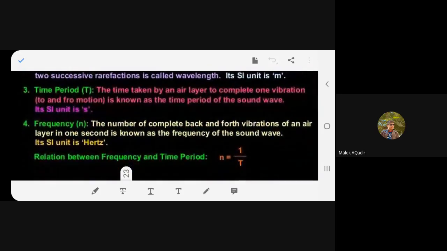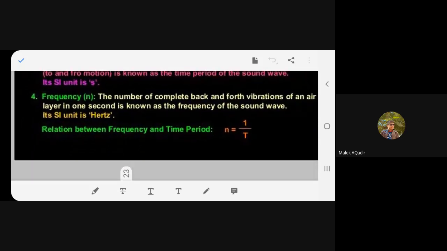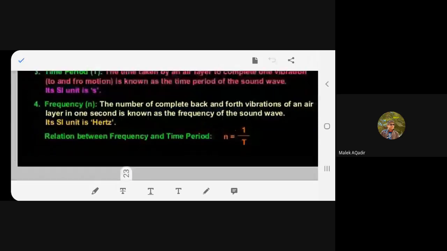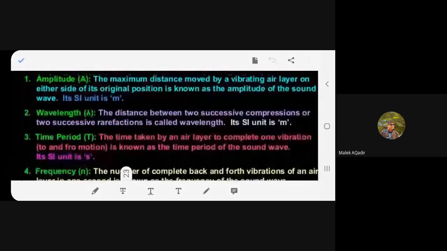Frequency. The number of complete back and forth vibrations of an air layer in 1 second is known as the frequency of the sound wave. Its SI unit is hertz. Relation between frequency and time period: n is equal to 1 upon T, time period. What is that, beta? Time period. Fine. So what is amplitude?